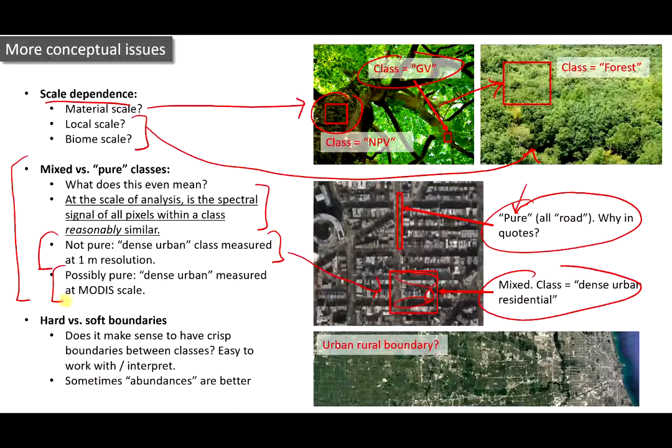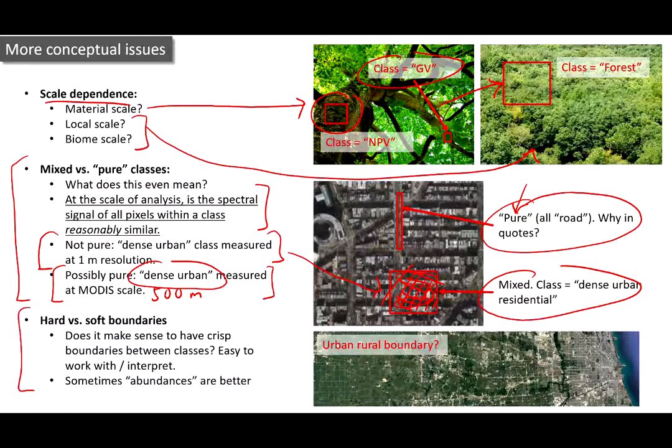However, dense urban you could actually benefit from having a 500 meter pixel that actually blends everything in this box together and takes an aggregate, a spectral signal that actually is accounting for the amount of vegetation mixed with the amount of impervious surface, and you may get a decent dense urban spectral signature. It's possible, at least.